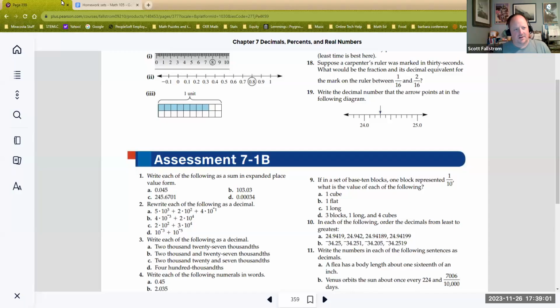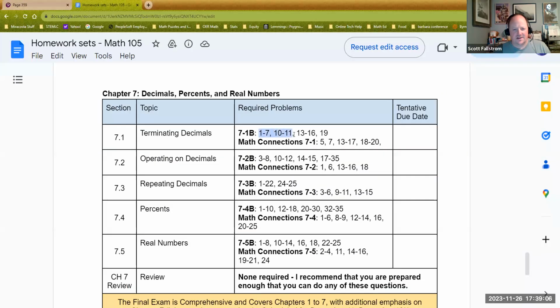Hello, students. We are taking a look at the homework 7.1b. You'll notice you've got 1 through 7, 10 to 11, 13 to 16, and number 19.